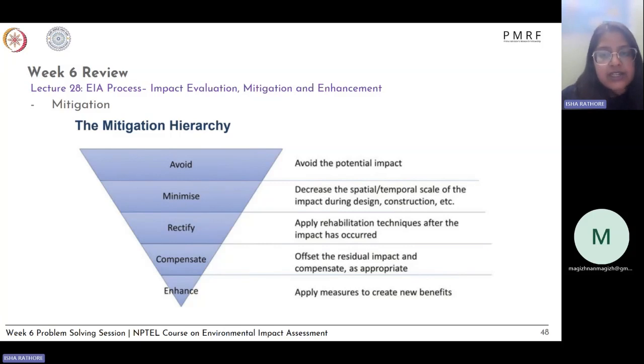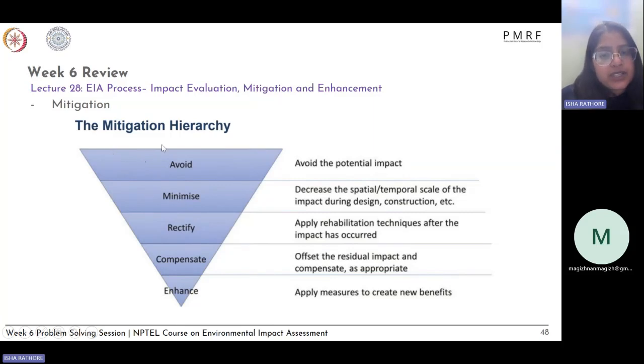You need to rectify, that is, you need to apply rehabilitation techniques after the impact has occurred. You need to then compensate or offset the residual impact, and compensate as appropriate. And lastly, to enhance, that is, you apply measures to create new benefits. So you go about in this order, that is, you go from a top-down approach.